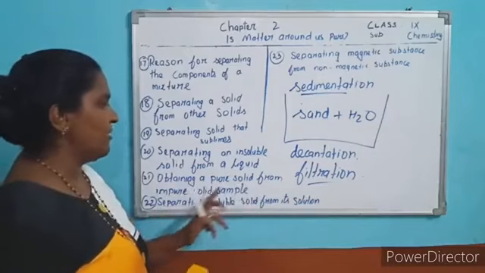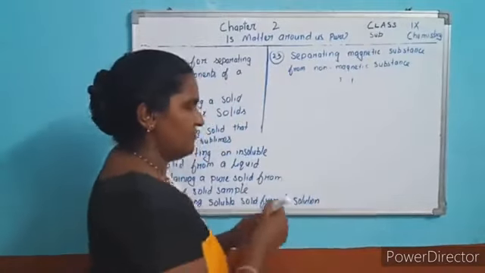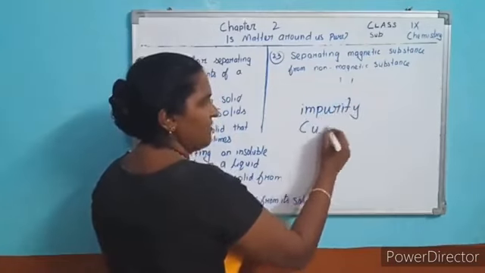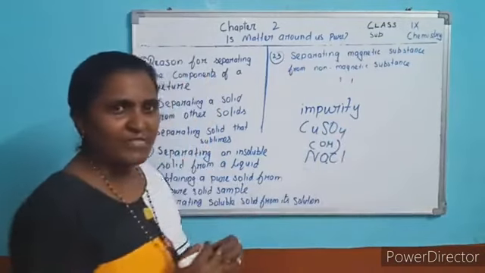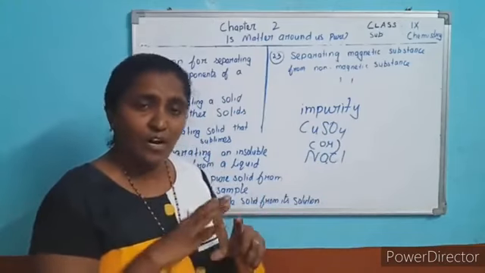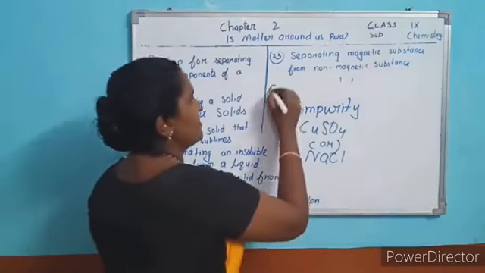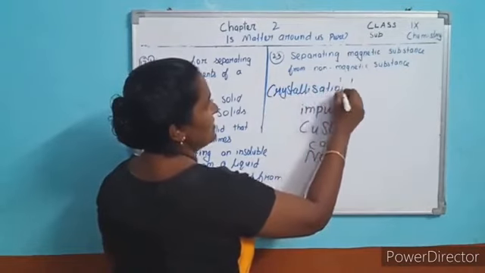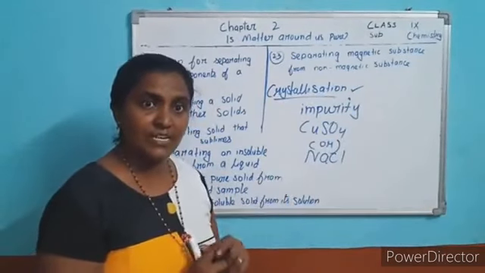Obtaining a pure solid from an impure solid sample. You have impurity in copper sulfate or sodium chloride. Okay, the copper sulfate salt or sodium chloride salt is not pure. Some impurities are present. How will you remove the impurities? By the crystallization process. Which process will you follow? Crystallization. What is this crystallization?